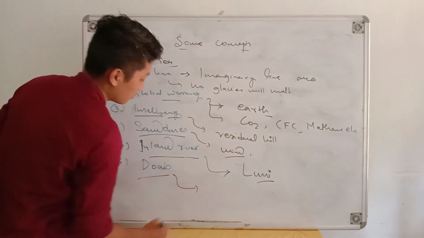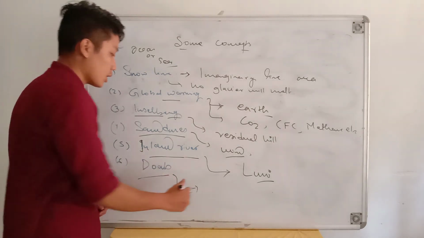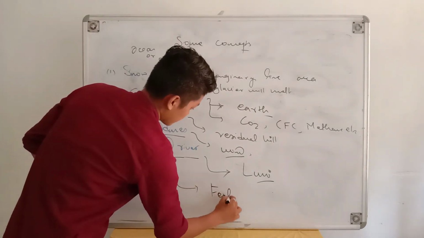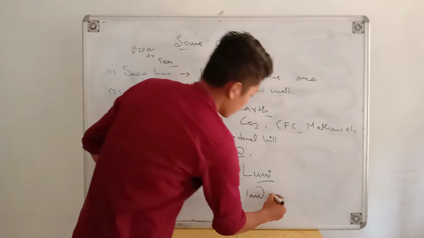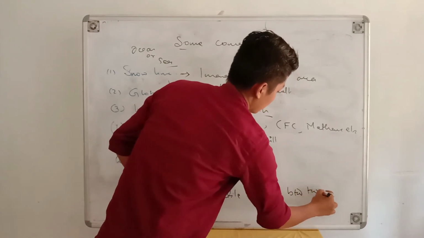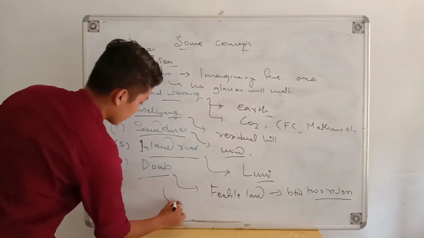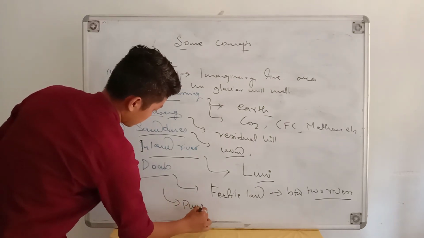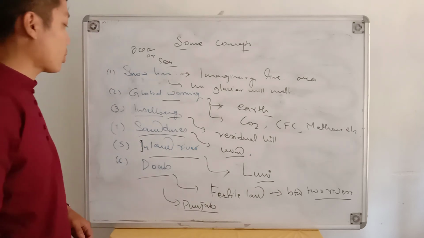Next is Doab. Doab is a fertile land between two rivers. It's a very fertile land found between two rivers, for example Punjab, where wheat cultivation is most prominent.